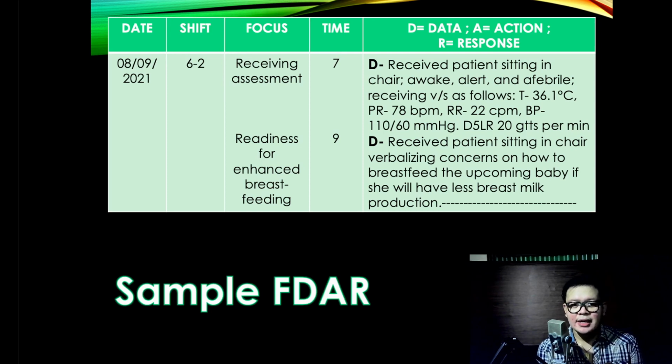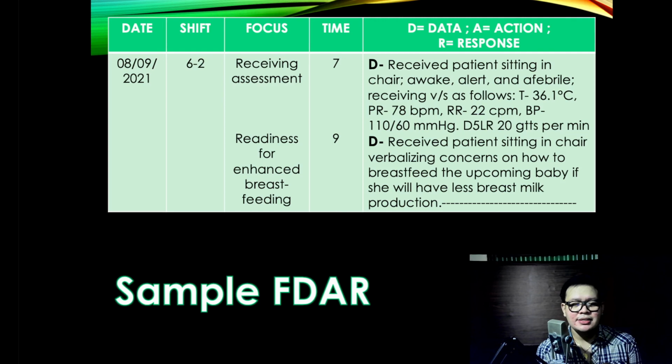Okay, it is not a data relevant to receiving assessment, but again, with readiness for enhanced breastfeeding. And as you can see, it is on the same column. Okay, so it's properly organized. Okay, so beside the time is the data.